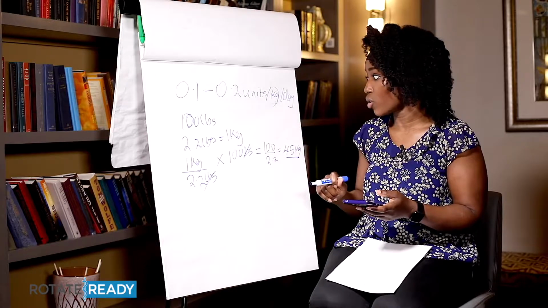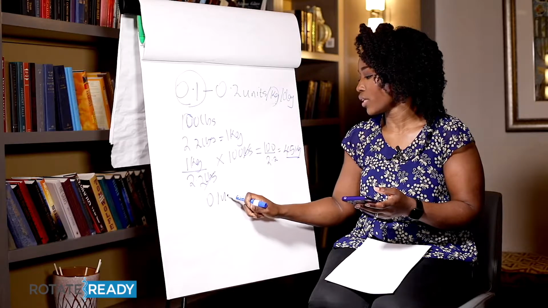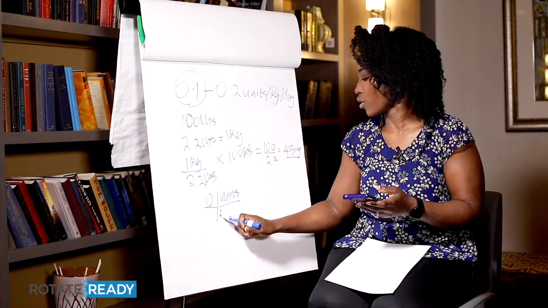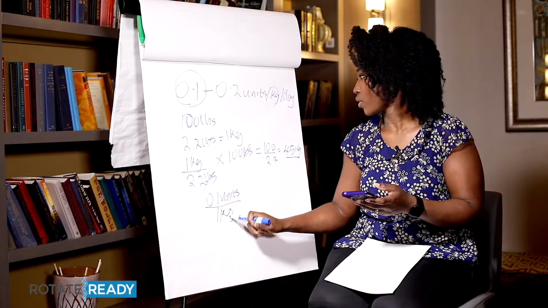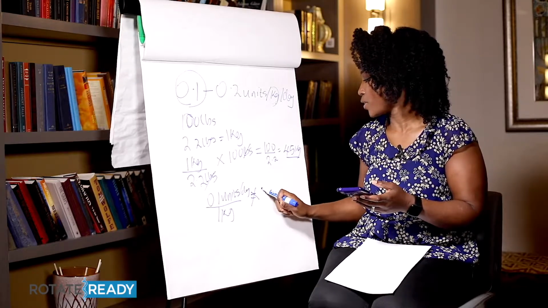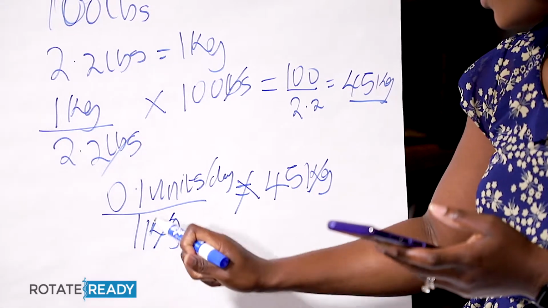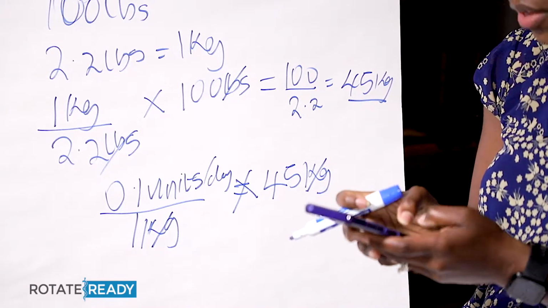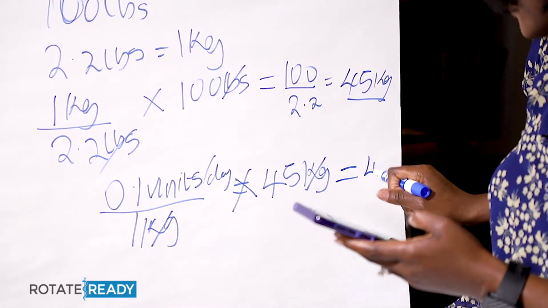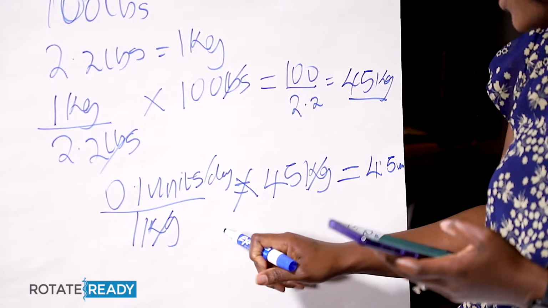So now we have the patient's weight in kilograms. Now we're going to calculate our dose. So say we wanted to use the lower end here. So 0.1 units in 1 kilogram. Okay, so 0.1 units per day in 1 kilogram, times 45 kilograms. This crosses out. And then you multiply 45 by 0.1. So that gives you 4.5 units. And so that's 4.5 units per day.